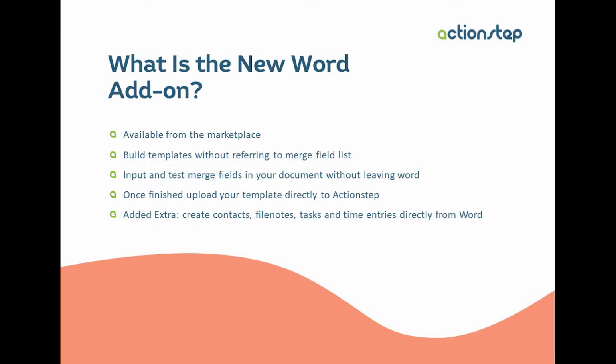While using the new tool, as you're going through and selecting items from your matter, you can nominate live matters from your Actionstep so that you can preview results of the merge fields. And this gives you the certainty that what you select is what you want to have in your document. You can input merge fields directly into your Word document, test the merge field to make sure you're bringing in the correct information into the document, and once finished, you can publish that template to Actionstep.